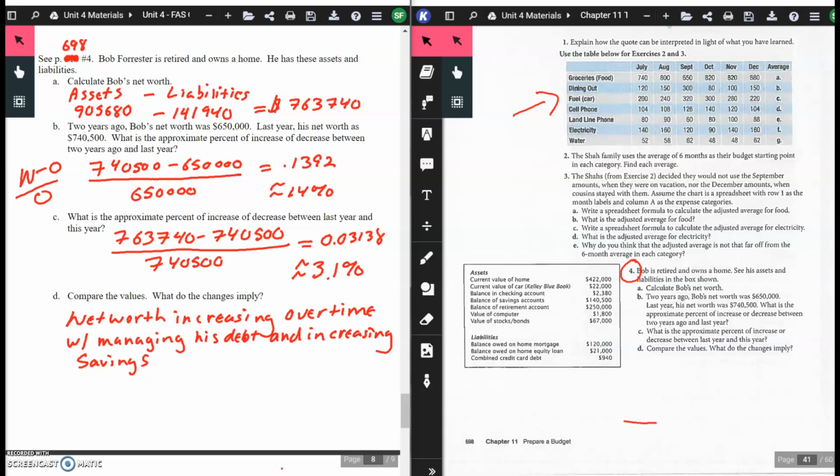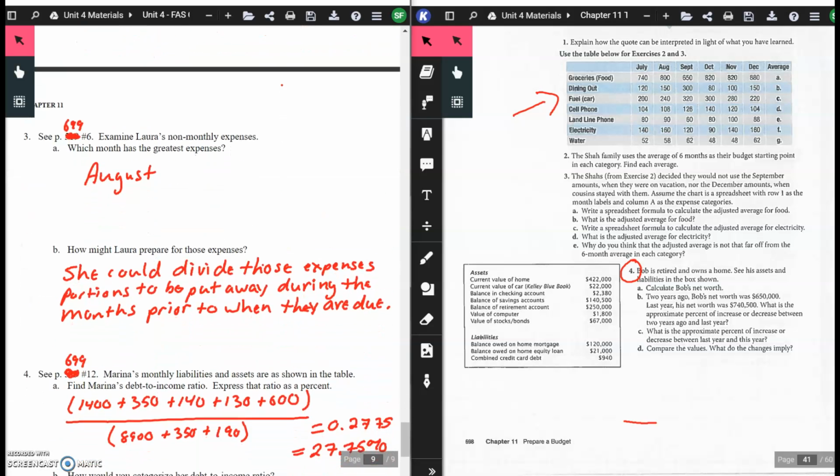And then part D, again, that's for part C, that 763 comes in from the 14%. So if you add on 14% of 740,500, that'll give you that number. And then part D, compare the values. What changes do you see here? So the net worth is increasing over time, which is good. That means that Bob is managing his debt and increasing his savings.